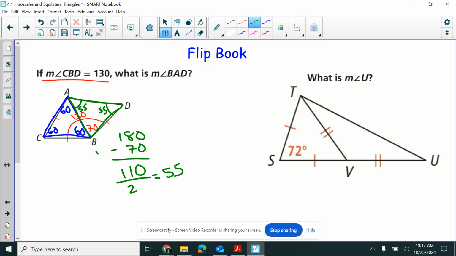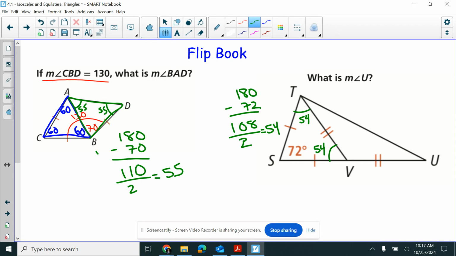Here's another example. This one doesn't have an equilateral triangle. There are two different isosceles triangles. So with this one, we have the 72. I know that this angle and this angle are going to be congruent. So I would do 180 minus 72. I get 108, divided by 2, and I get 54. So both of these angles are going to be 54.